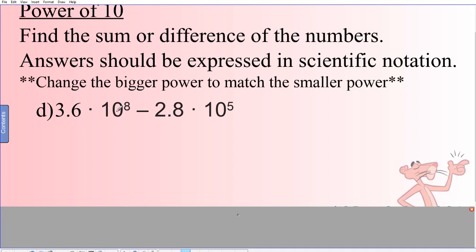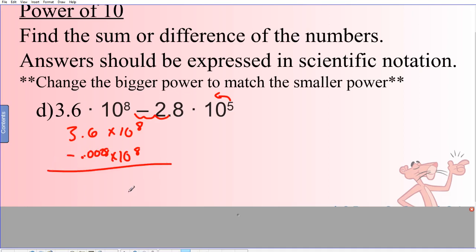So I'm going to make them both to the 8th power. So this is 3.6 times 10 to the 8th. To get this other one to be times 10 to the 8th, I would have to move the decimal 3 more places that way. 1, 2, 3. So this becomes 0.0028.